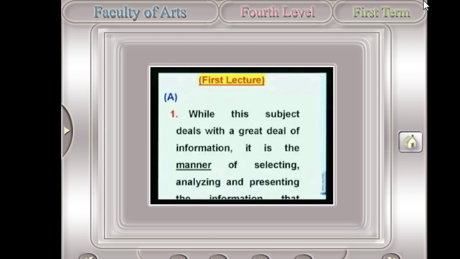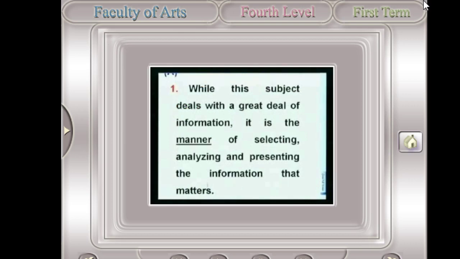We are trying to notice differences and similarities and think in a scientific manner about these things. But this introductory lecture will tell us how we are supposed to answer questions in the exam, for example, how we should read the books concerning the subject, how we deal with this subject. The first point, we can say that while this subject deals with a great deal of information, it is the manner of selecting, analyzing, and presenting the information that matters.